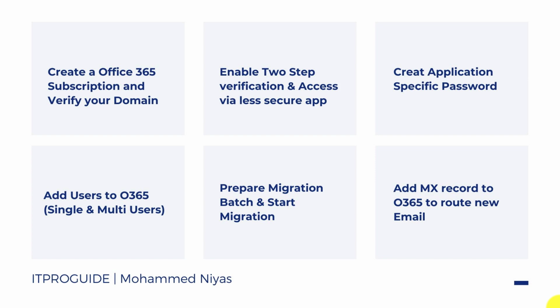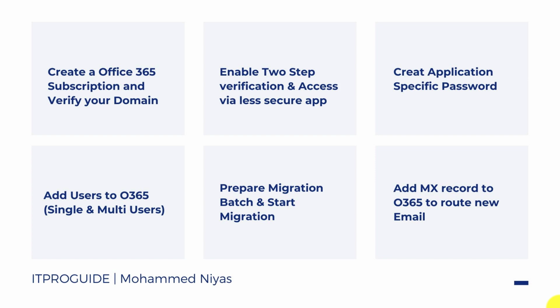Then in the fourth step, we have to add users to Office 365. There is two different ways to add users. The first method is simple. You can just create user from the wizard. Or if you have 100 or 200 users, in that case, it is difficult to go through the wizard for one by one. So in that case, you can use a list of users and import it to Office 365. And this method is called as add multiple users. So I will show you how to do that also.